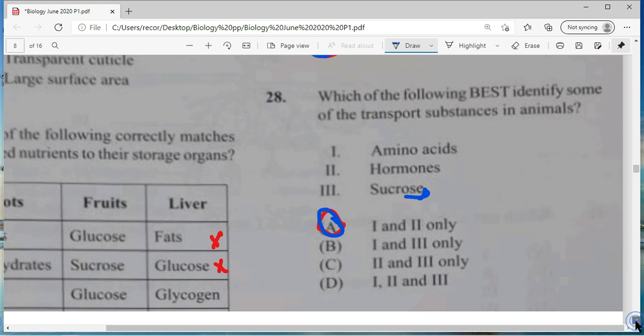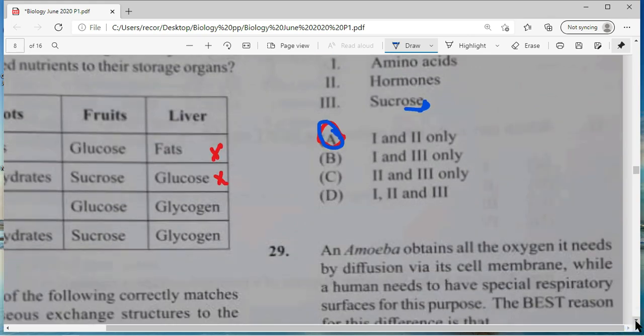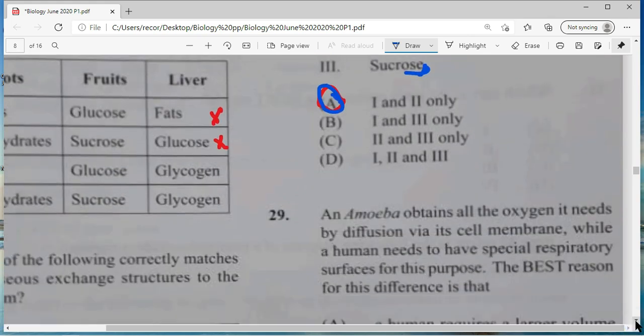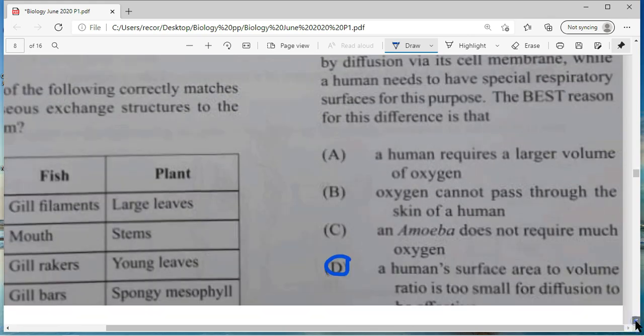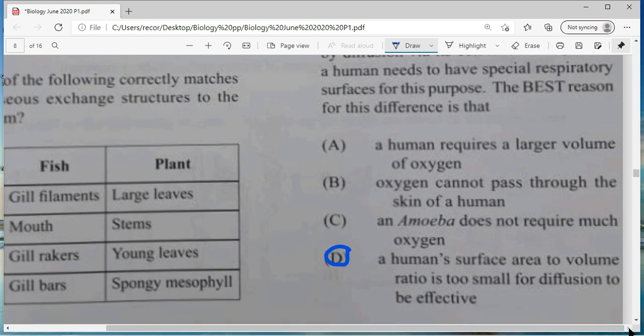So you want to ensure that you're following as we go through, and remember to use your text as we go through. So we're looking at an amoeba, and it obtains all the oxygen it needs by diffusion via its cell membrane, while a human needs to have a special respiratory surface for this purpose.